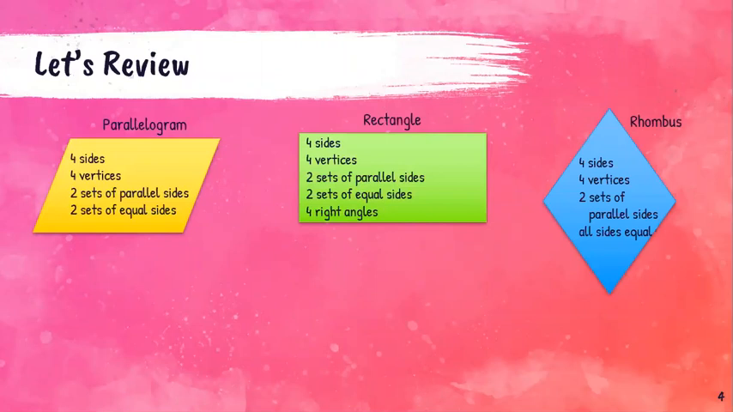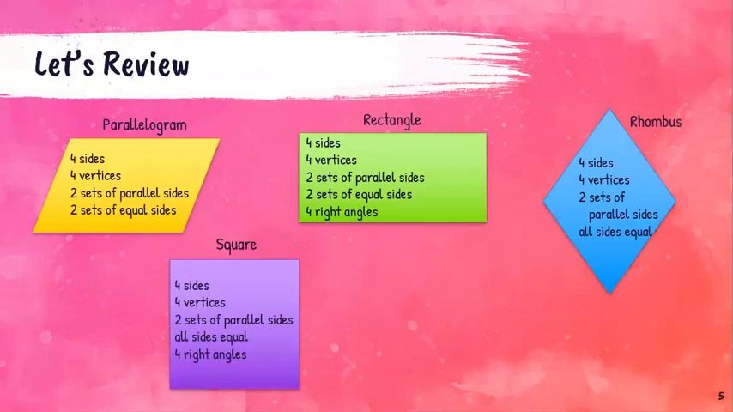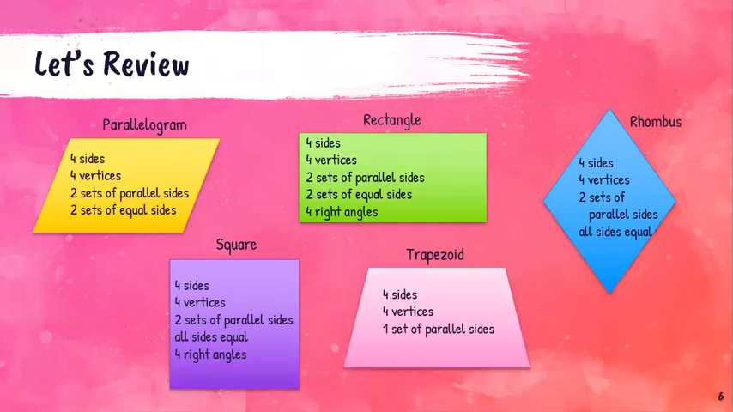A rhombus: four sides, four vertices, two sets of parallel sides. All sides in a rhombus are equal. A square: four sides, four vertices, two sets of parallel sides. All sides are equal and four right angles. And the last shape that we talked about was a trapezoid. Four sides, four vertices, one set of parallel sides.